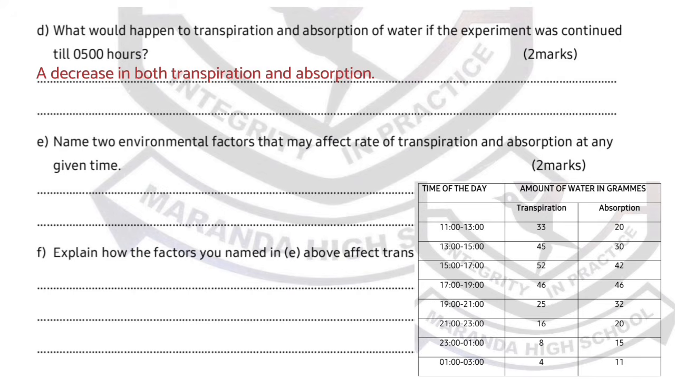Part E. Name two environmental factors. This was actually amended. Factors that may affect transpiration and absorption at any given time. So we have wind, humidity, atmospheric pressure, light intensity, temperature. Any first two will, of course, be marked. Part F. Explain how the factors you named in E above affect transpiration. So you can choose any factor and explain how it affects the rate of transpiration. And there we have it.